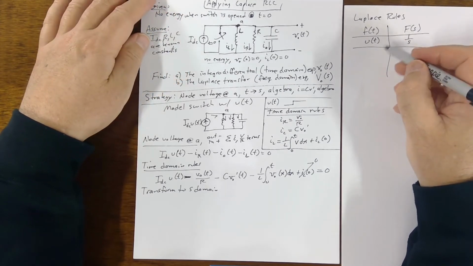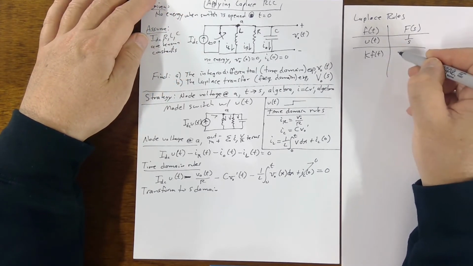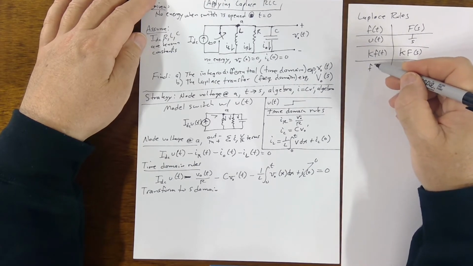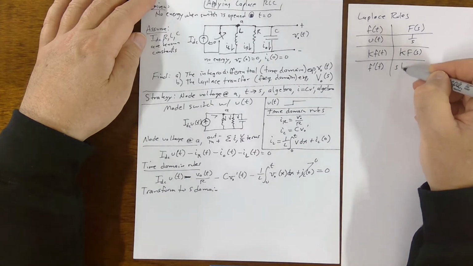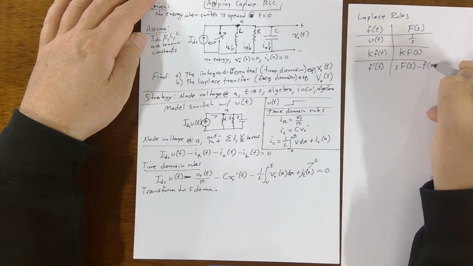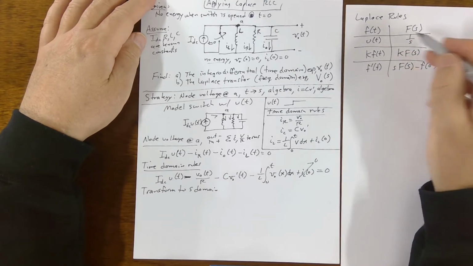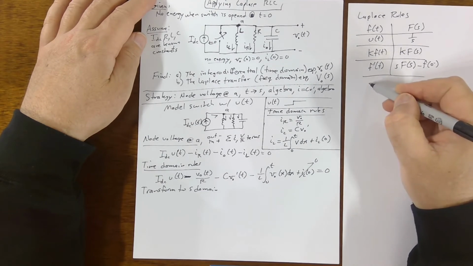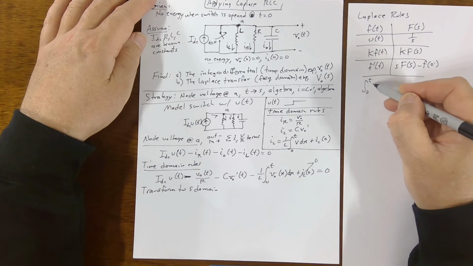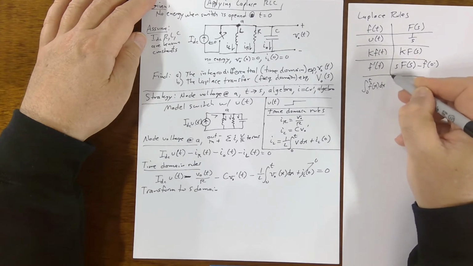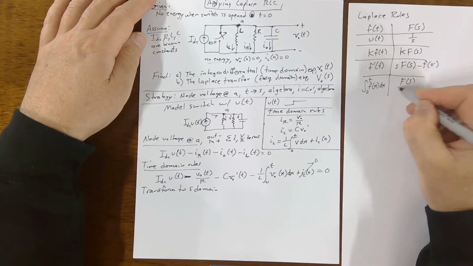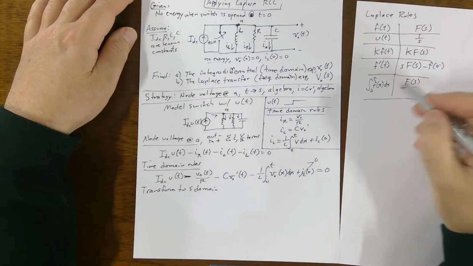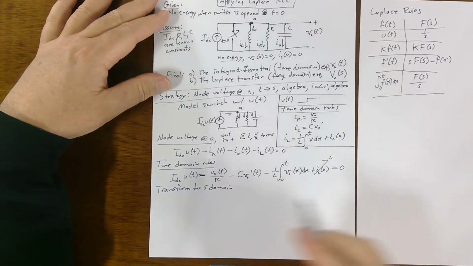And k little f of t is just k big F of s. And that's another rule. And then f prime of t is s big F of s minus f at 0 minus. These are all rules in tables 12.1 and 12.2. And then the integral from 0 to t of f of x dx is dividing by s. It's big F of s over s. Okay? So we can apply those rules now.